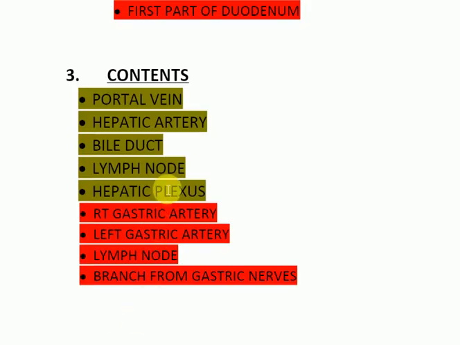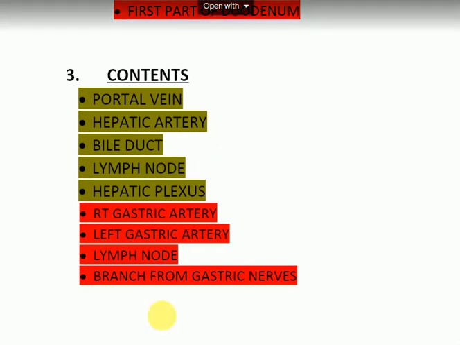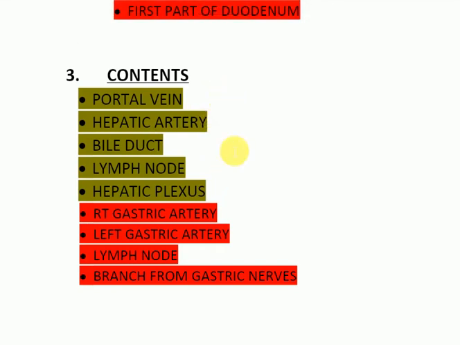Then the contents. First are the contents which are in the porta hepatis. This is the portal vein, hepatic artery, bile duct, lymph nodes, and the hepatic plexus. These are the contents of porta hepatis, shown in green. Then the contents which are present near the stomach are the right gastric artery, left gastric artery, lymph node, and branch from the gastric nerves.